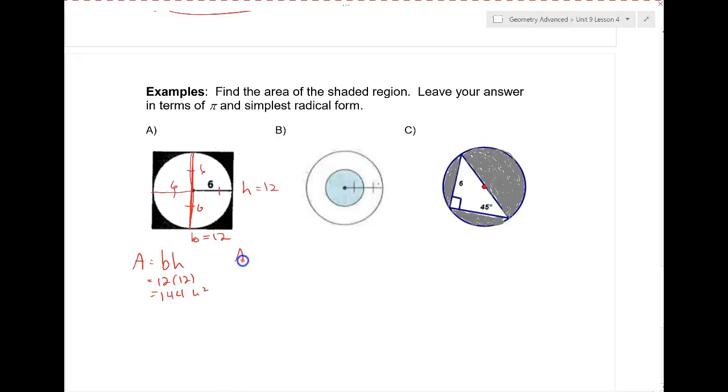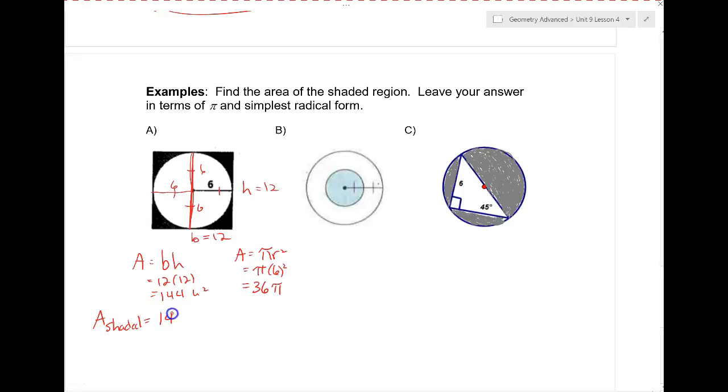Now remember, I need to know the area of the circle so I can remove it, okay? So with that, the area of the circle, I got pi times my radius. Well, this time is 6 squared, so I get 36 pi. So what is the area that's shaded?